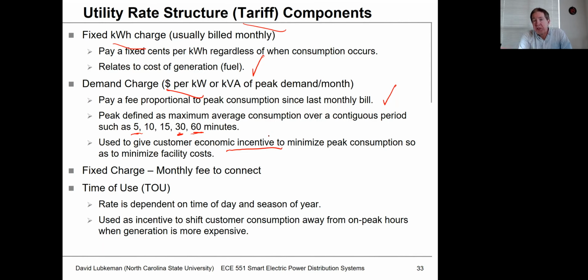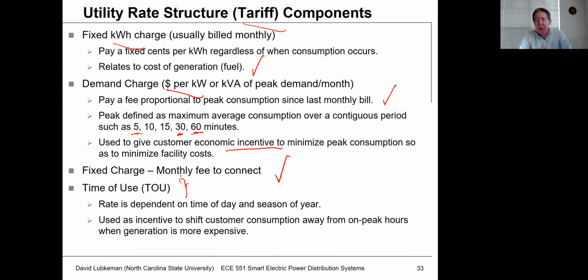If you're a residential user, you may see a fixed charge, might be a fixed monthly charge. This is a charge to connect. And then many utilities would have some type of time of use associated with this. This is where the kWh charge, or maybe the demand charge, would change depending on what time of day you're at or what time of year you're at. And we'll see in a little bit what this could look like.